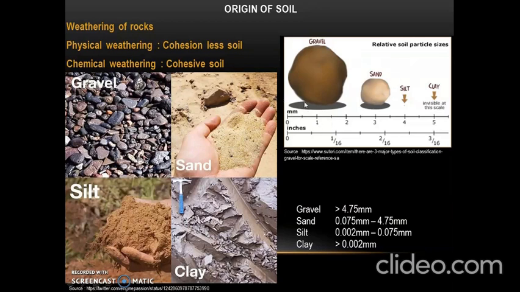In this figure, we can see relative soil particle sizes, wherein we can see that the size of the gravel is maximum, then is sand, next is silt, and then clay. The size of the gravel is more than 4.75 mm. Sand size ranges from 0.075 mm to 4.75 mm. Whereas the size of the silt ranges from 0.002 mm to 0.075 mm, whereas the size of the clay will be less than 0.002 mm.